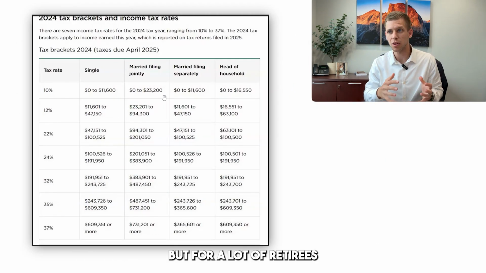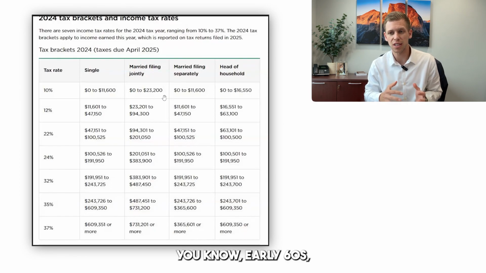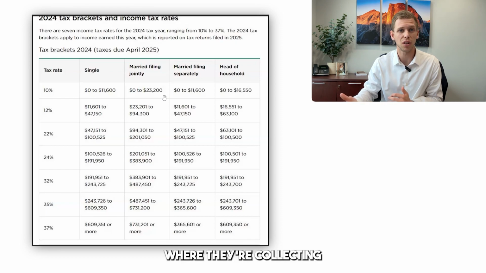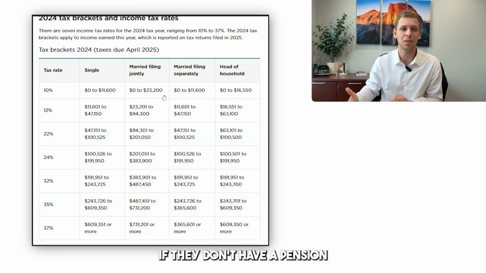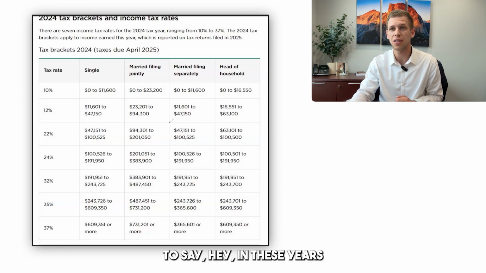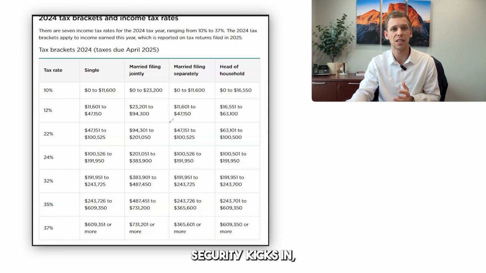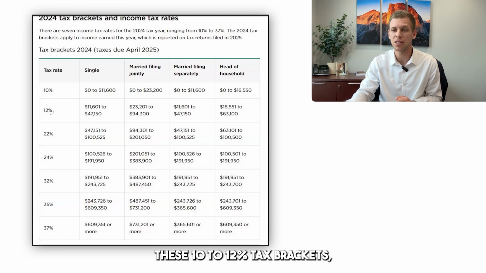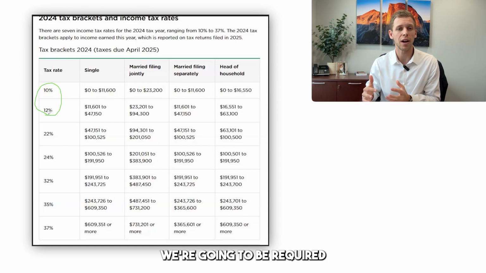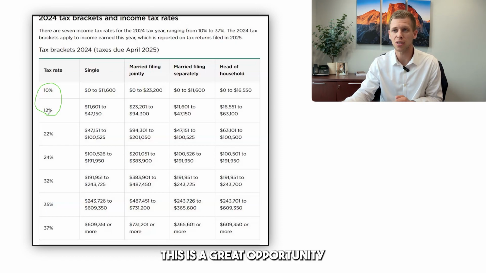But for a lot of retirees that are early 60s, 63, even 65, before they've reached that age where they're collecting Social Security, they might not have a lot of income if they don't have a pension or other reliable sources coming in. So this is a great opportunity to say, hey, in these years before Social Security kicks in, we can maximize these 10 to 12% tax brackets so that we're spending down that tax deferred account, and then maybe 5 to 10 years later, we're going to be required to take from there anyway. And so this is a great opportunity to do a blend of these two.